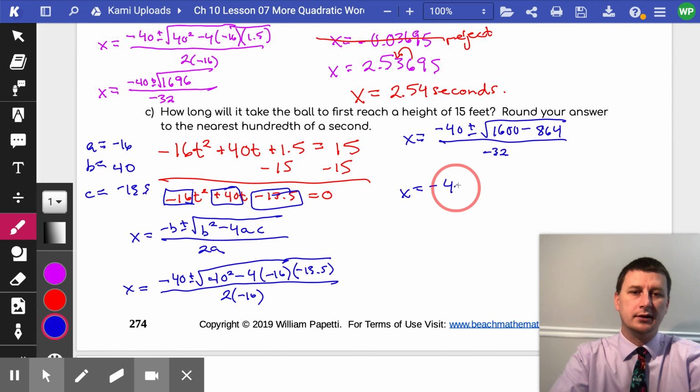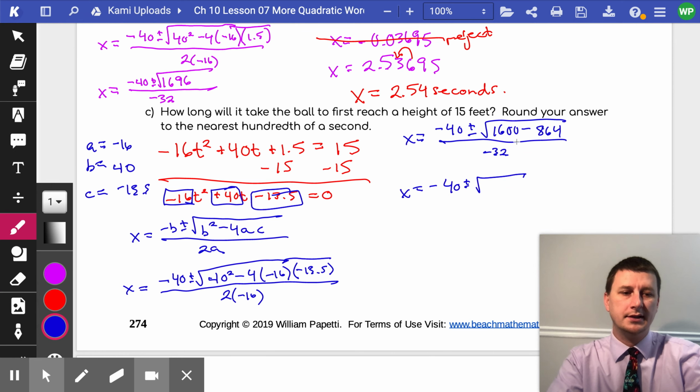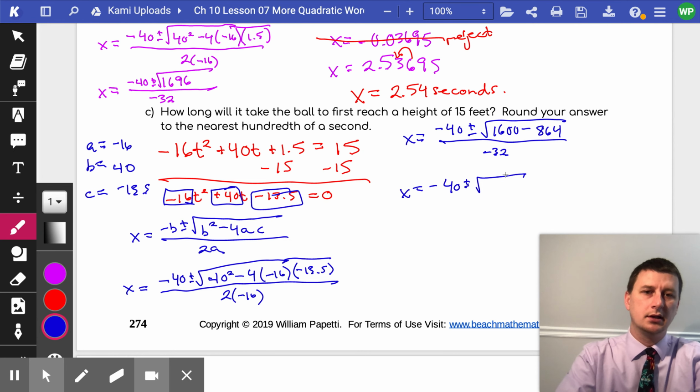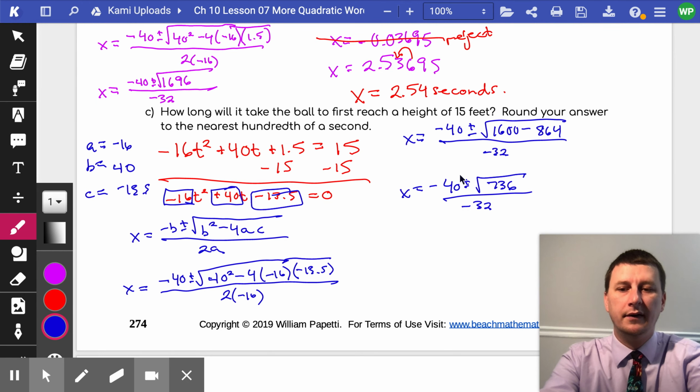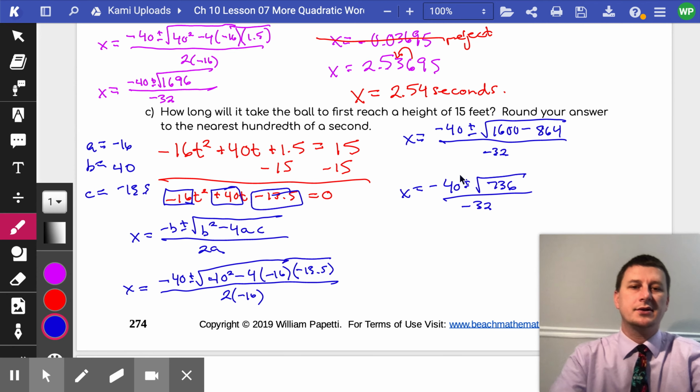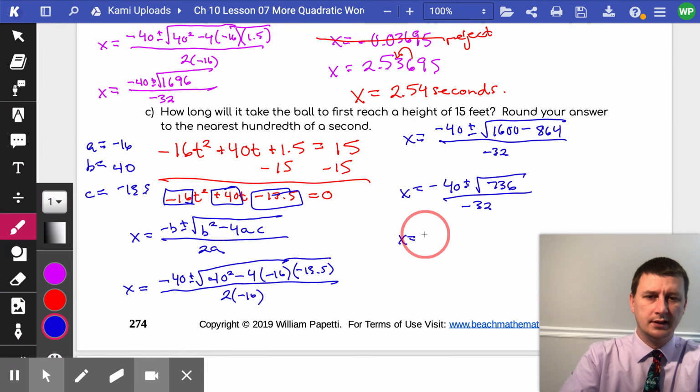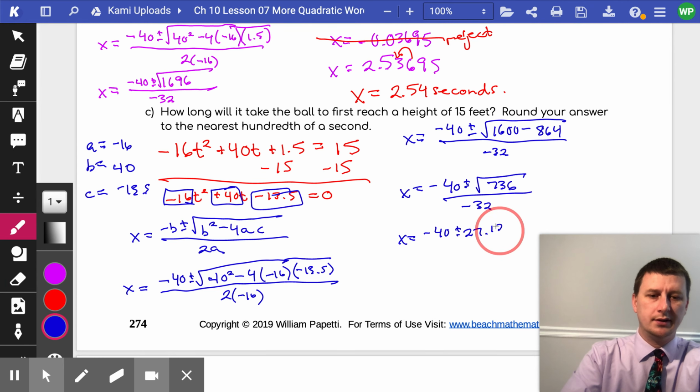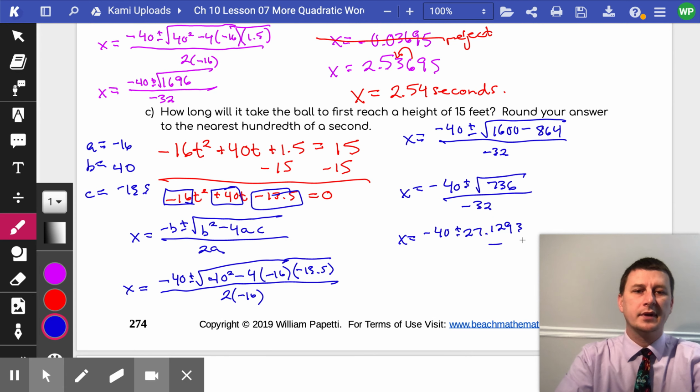So now inside my square root, I'm going to have negative 40 plus or minus the square root of what's 1600 minus 864? Well, that's going to be 736, divided by negative 32. And again, we're going to want the square root of 736. And the square root of 736 is, well, let's recopy that negative 40 plus or minus 27.1293. That's enough decimal places. Divided by negative 32.